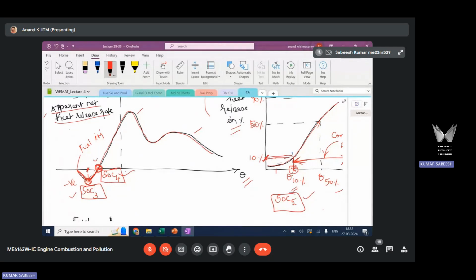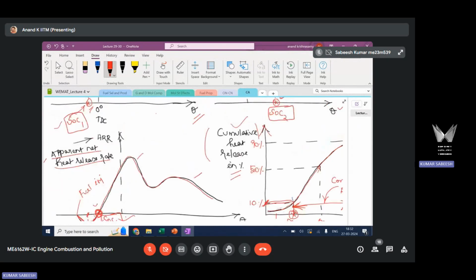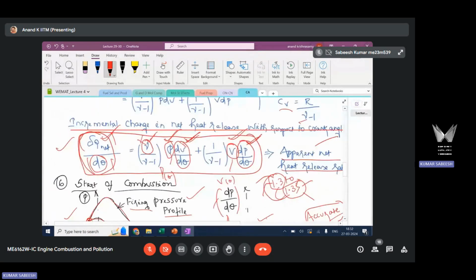You are deriving this heat release rate from the measured pressure data. Any derivation, any correlation will have its own uncertainty. For example, just now we discussed that getting gamma value precisely is very difficult because gamma is a strong function of temperature and composition. So you are using this equation to get heat release rate. So this equation has its own uncertainty. Any derived parameter will have its own uncertainty.